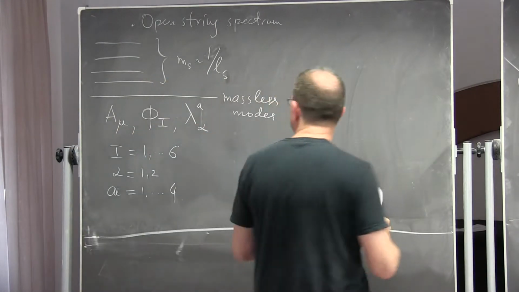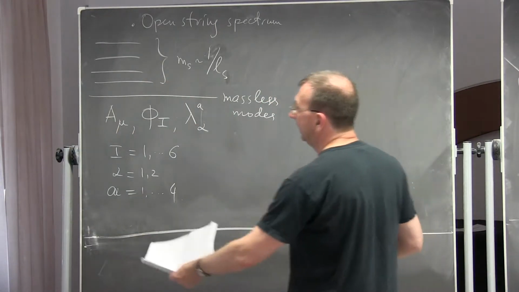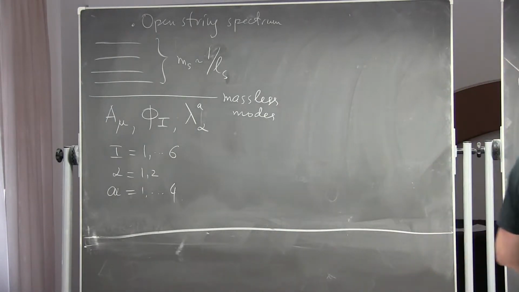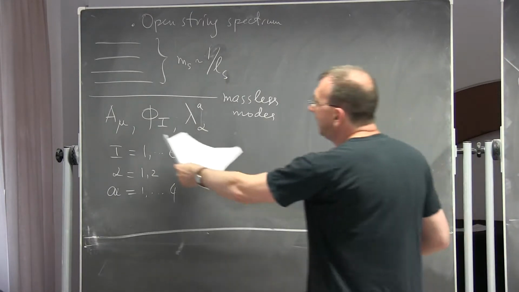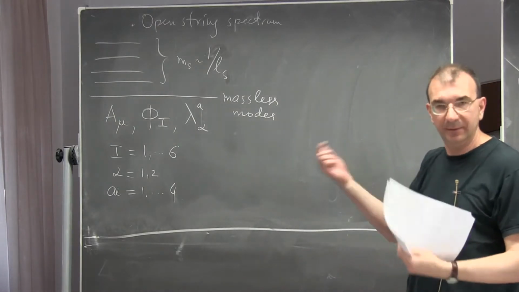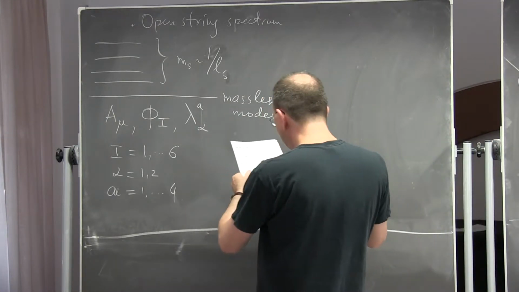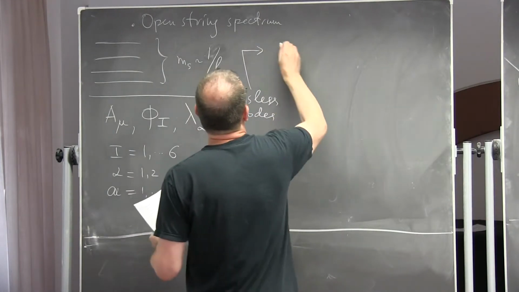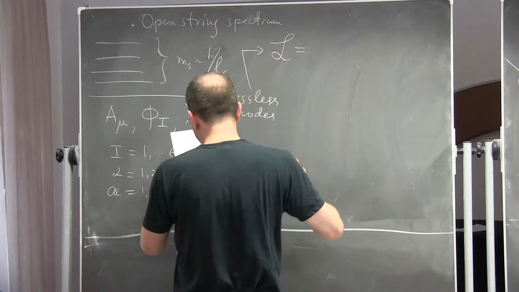So what are these? These are low energy modes, and just like there, there are equations of motion, there is a solution. So here you can also write down either equations of motion, or you can write down the action, which is more or less the same. And the action for these massless modes will have the form. So I will write down the Lagrangian.